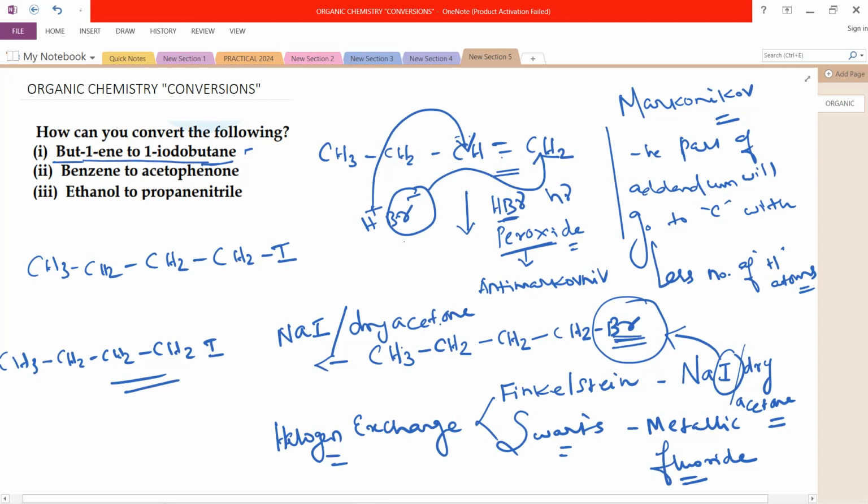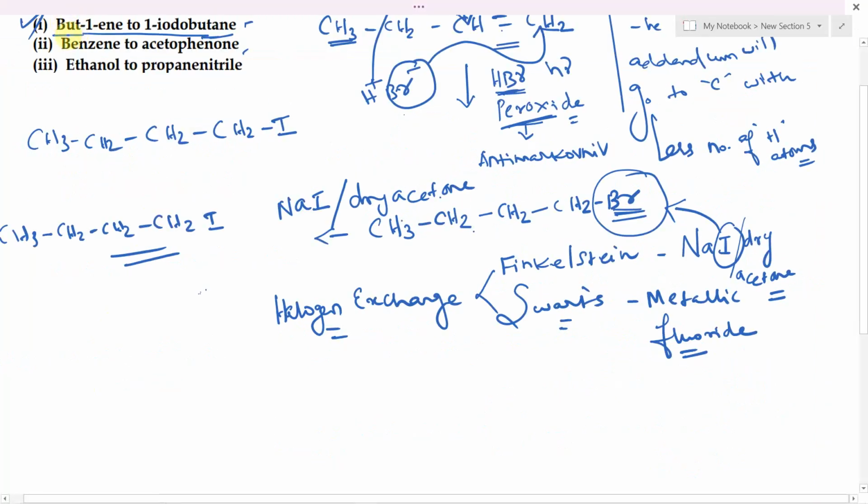So let us narrate the process again. First but-1-ene is taken, and it is treated with HBr in the presence of peroxide. As per anti-Markovnikov rule, we can get bromobutane. This bromobutane is subjected to Finkelstein reaction, in the presence of sodium iodide in dry acetone, which gives 1-iodobutane. So the first thing is achieved. Got it? Next, let us go for benzene to acetophenone.